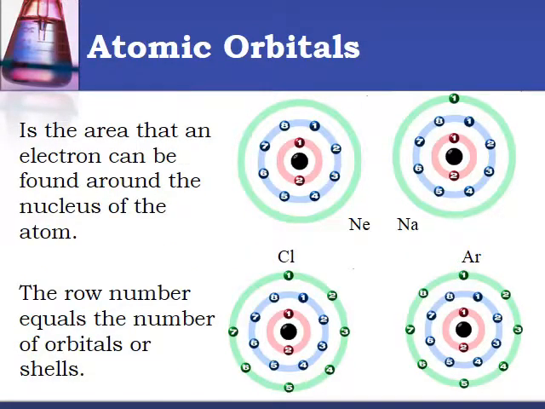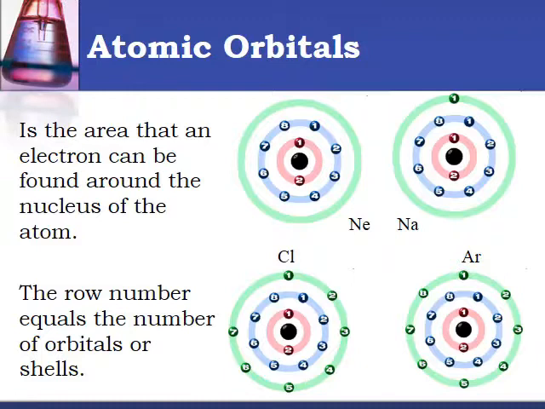So, if you consider the black circle in the middle to be the nucleus of the atom, and that pink ring around it that has the numbers 1 and 2 in it, that's the first orbital, or what we call a shell, where the electrons stay. Okay? Look at all 4 of these elements here: neon, sodium, chlorine, and argon. The first shell for all of those elements holds only 2 electrons. The second shell for all 4 of these elements holds 8 electrons.